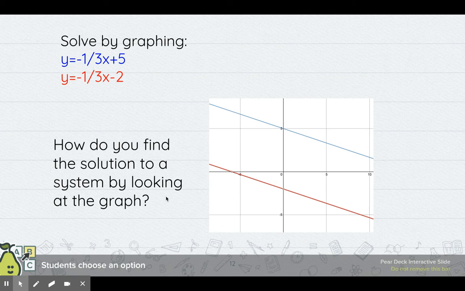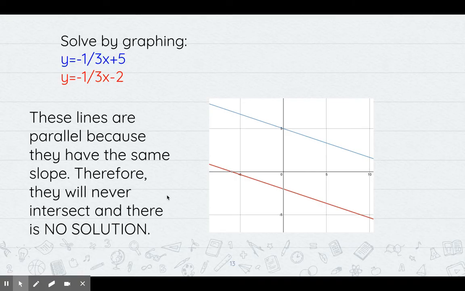Now we want to find the solution. How do you find the solution to a system? By looking at the graph. These two lines are parallel because they have the same slope. Therefore, they will never intersect. And therefore, there is also no solution.